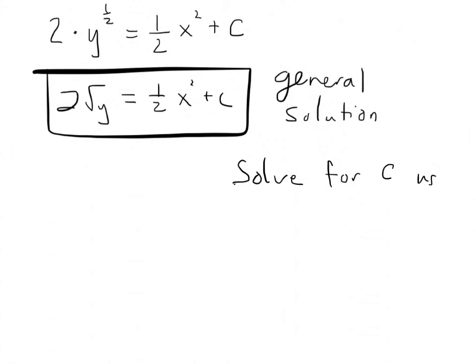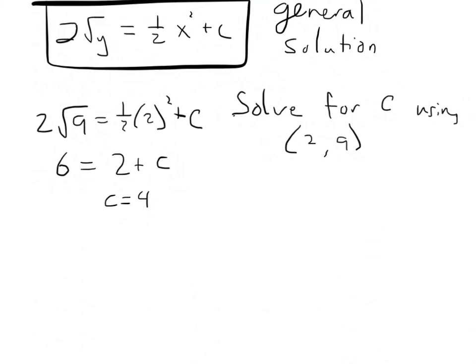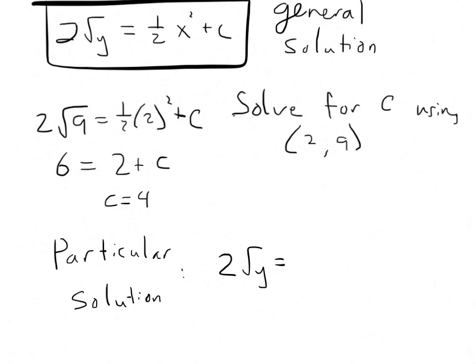Solve for c using the point 2 comma 9. So I have 2 root 9 equals 1/2 2 squared plus c. 6 equals 2 plus c. That means c is 4. And so my particular solution is the same function I had up above, 2 root y equals 1/2 x squared. The difference is now it's plus 4.